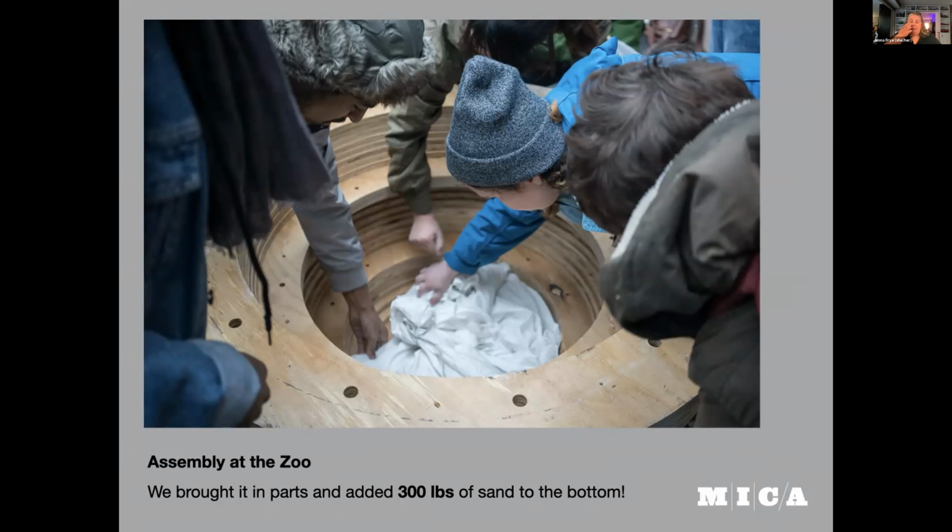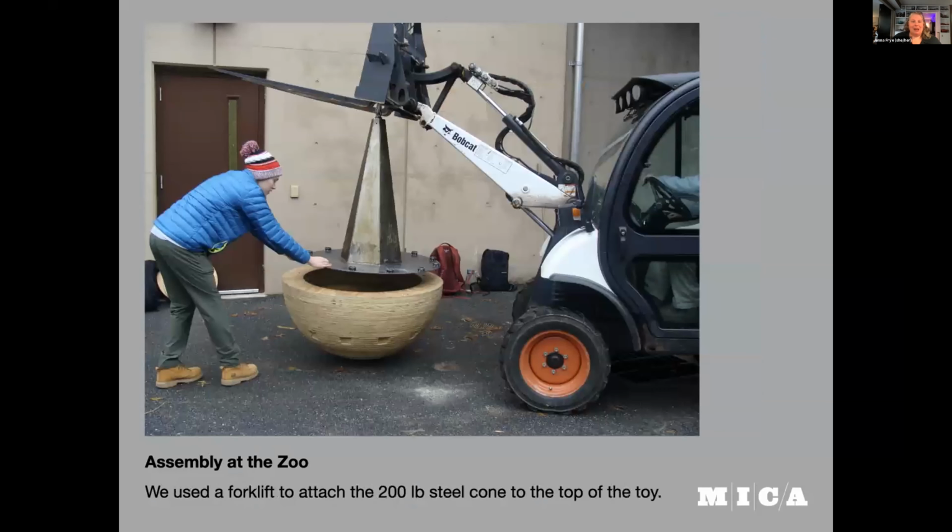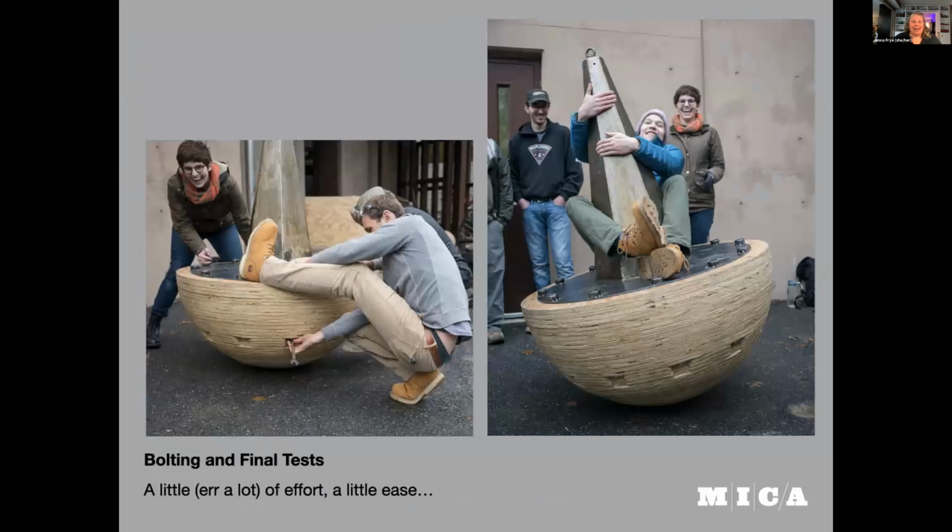We went to the zoo and we filled the bottom with 300 pounds of sand. So that was about, in our calculations, what we thought would scale up to make it wobbly. Luckily, the zoo has a ton of sand because elephants do a lot of stuff in sand. And so we put that in the bottom and then used a forklift to put the cone on top. The cone is like 200 pounds of steel. So we had to put that on and bolt it together.